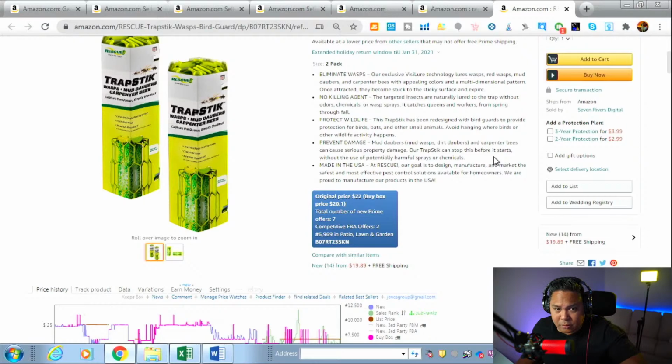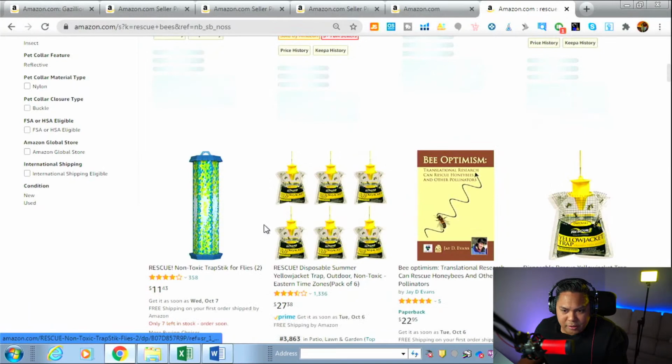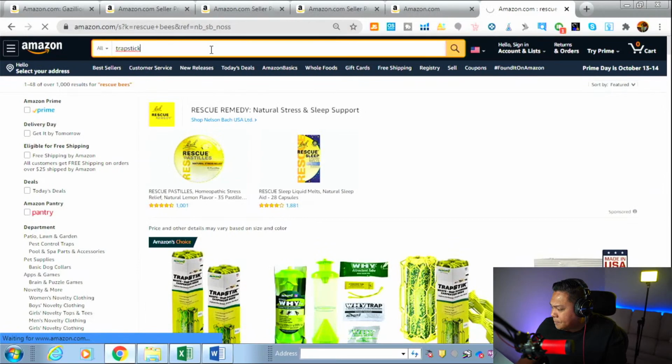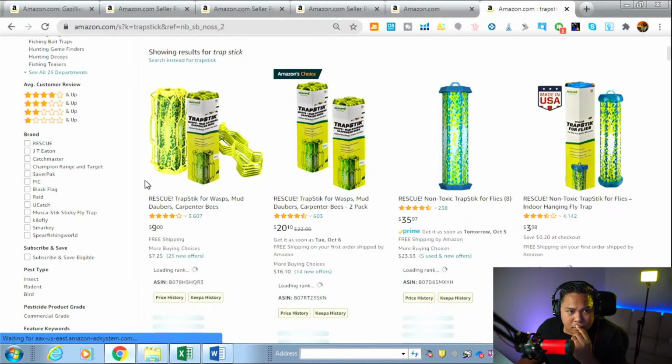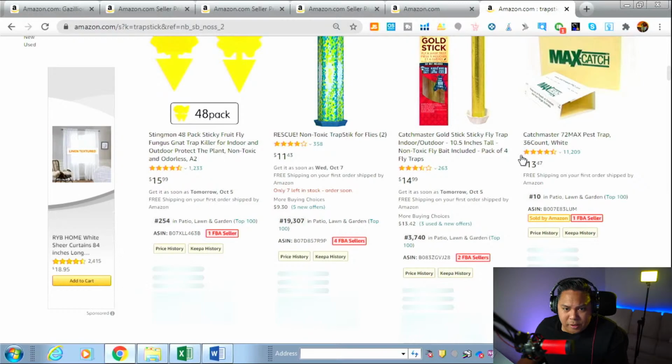All right, so moving on. What we can actually do is we can use a keyword in here and look for different brands, right? So we can do, what is this, Trapstick? Let's try that. Trapstick. Here's one, Catchmaster. Two FBA sellers, really good BSR.